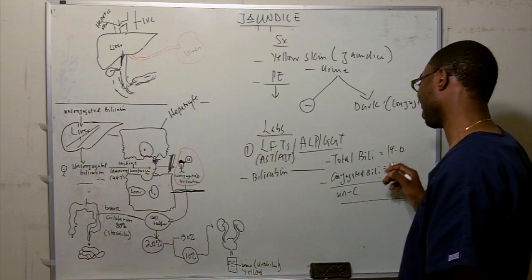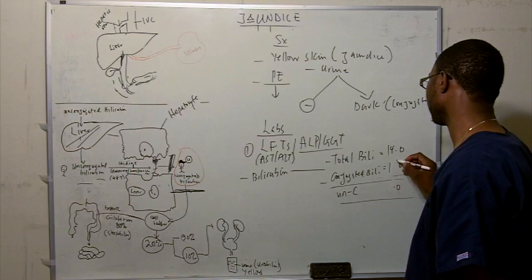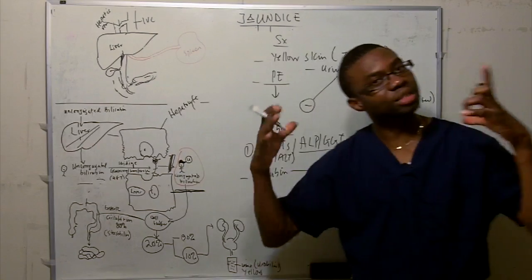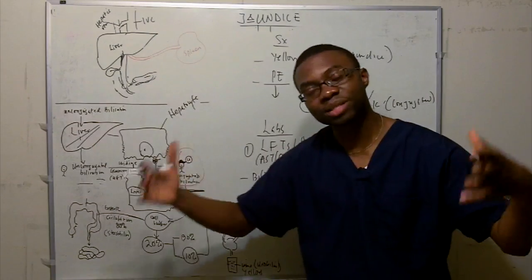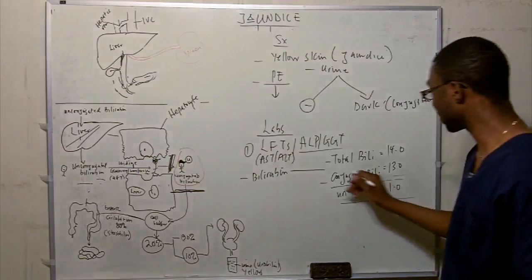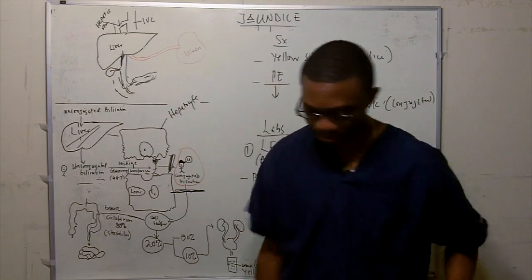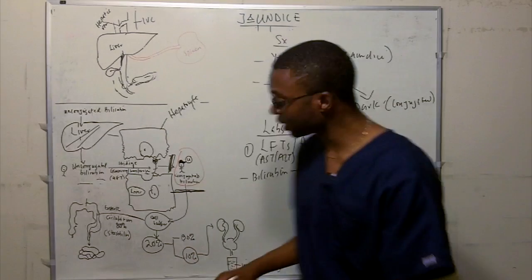So, I mean, that's a lot. So, I'll make this actually 13. Okay? The reason why I made that so you can see big numbers. So, big numbers mean big things mean bad things, right? So, this is telling us somebody's got a conjugated hyperbilirubinemia. Okay? So, we did all the liver function.